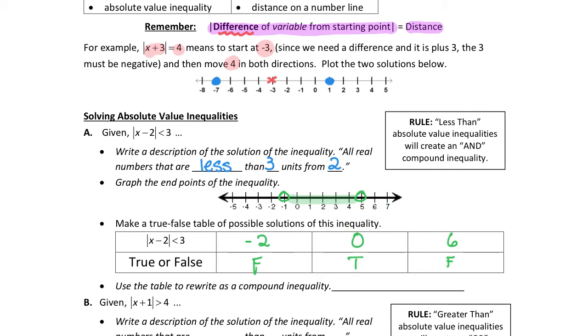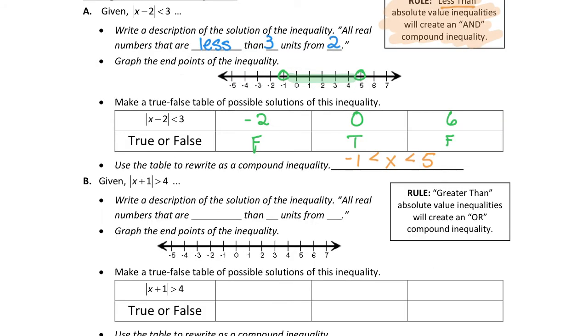And we can see what just happened here. This creates a rule. Anytime we start with a less than absolute value, it becomes an and. We learned in the last lesson that whenever we shade in between 2 points, that's an and inequality. And we can write that in the condensed version here. So this is -1 is less than the x's that are in between, which is less than 5. And that's my final answer.